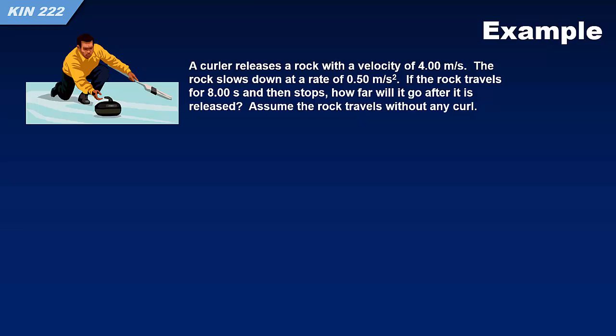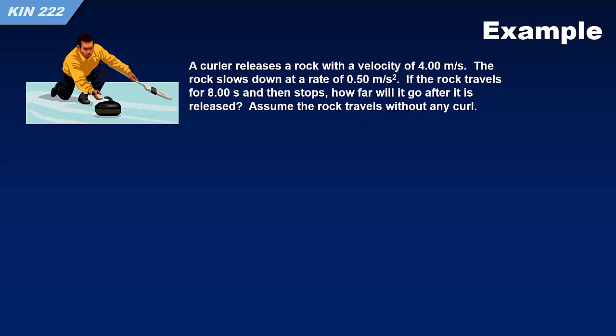So let's take a look at a relatively straightforward example looking at that second formula. This example is set up to use that second formula. We're going to talk about curling, and we have a curler that lets go of a rock, and when he lets go of the rock it's going at 4 meters per second. And the rock slows down at a rate of 0.5 meters per second squared. The question asks, if the rock travels for 8 seconds and then stops, how far will it go after it was released? And we're going to assume in this question that the rock travels without any curl. So it's a straight handle. It goes straight down the ice. There's nobody sweeping it or anything. So it just goes straight down the ice.